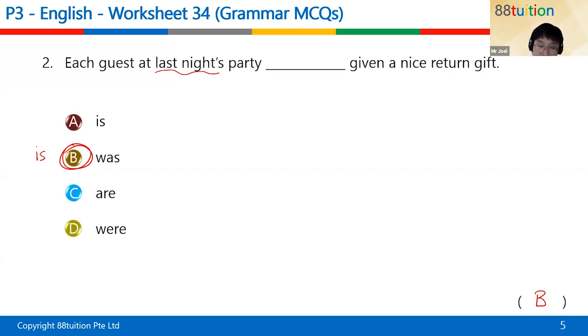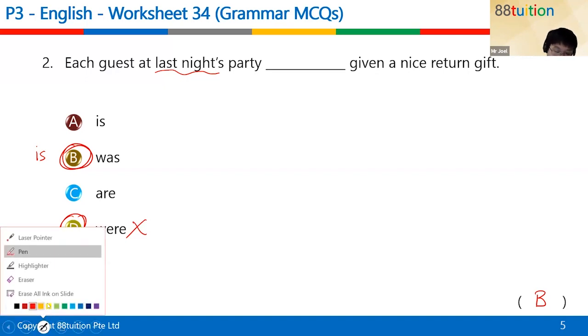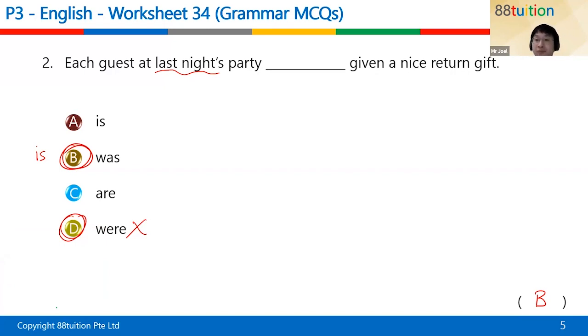Each guest at last night's party was given a nice return gift. Those of you who got it wrong picked D over here. Now, D would be wrong because why? Wei Hong, can you explain why we can't pick D? What's the difference between B and D? Oh, B and D are both past. Were is actually the past tense of are. So they are both past. So why is the answer B and not D? Some of your friends picked D. Can you explain it to them?